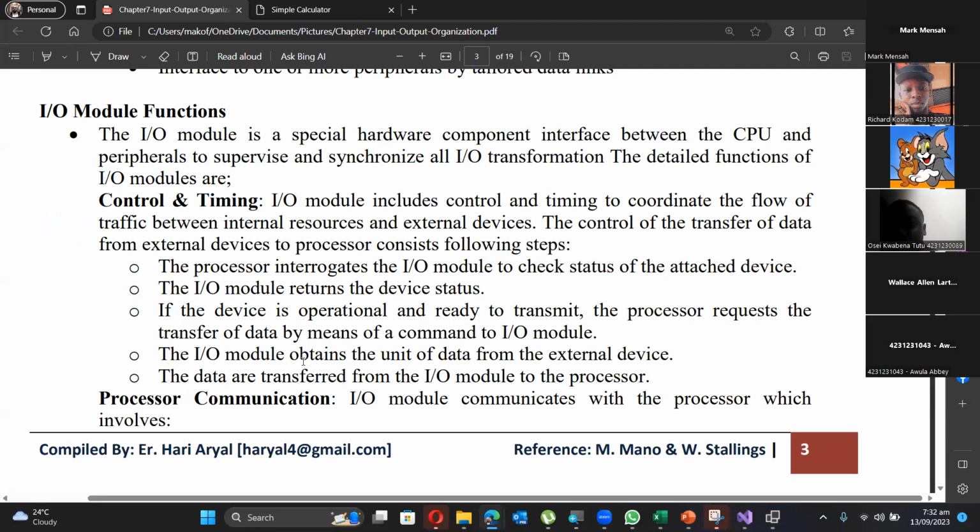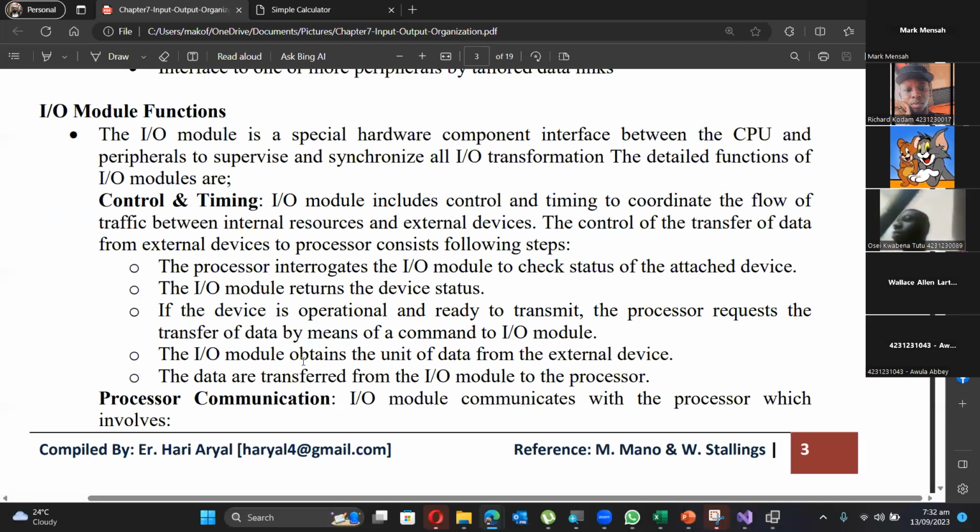If the device is operational and ready to transmit what the processor requested, the transfer of data happens by means of a command to the IO. So again, we see this definition here that it is the IO's job to check if you're ready and transmit the data that is requested by the processor.